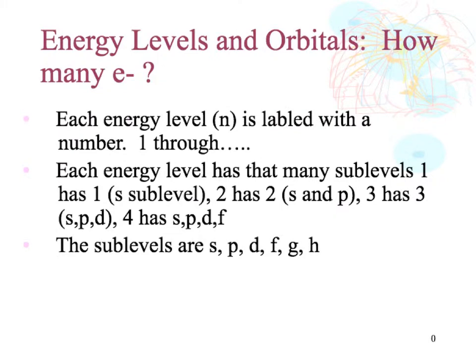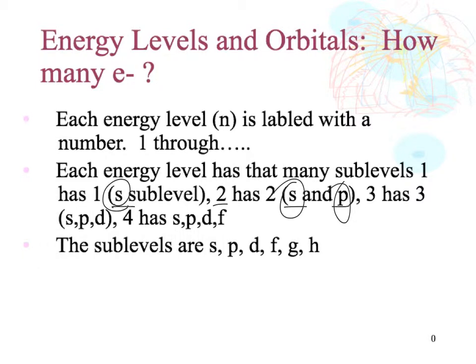Okay, so each energy level is labeled 1 through whatever, like I just did. Now each energy level has that many sublevels. So 1 has 1. It's called the S sublevel. Once you get to n equals 2, though, that has 2 sublevels called S and P. Now if you recall, looking at those probability maps, S has 1 orbital, it's a sphere. P has 3 orbitals, they look like dumbbells. Now, 1 doesn't have that. 1 just has the S, the sphere, 1 orbital.